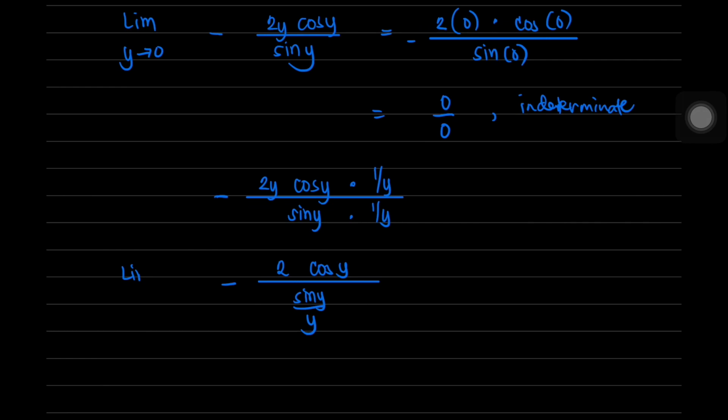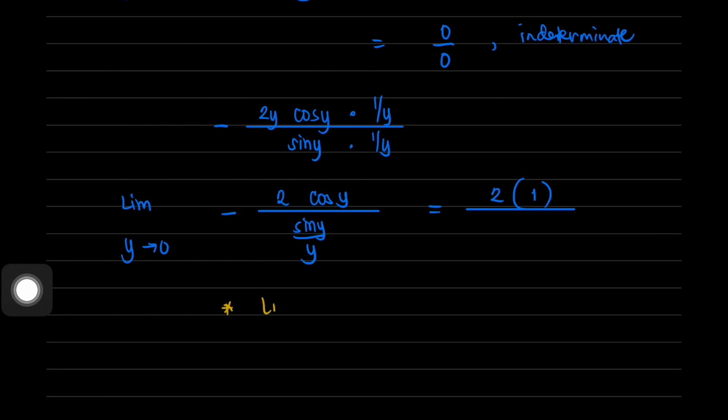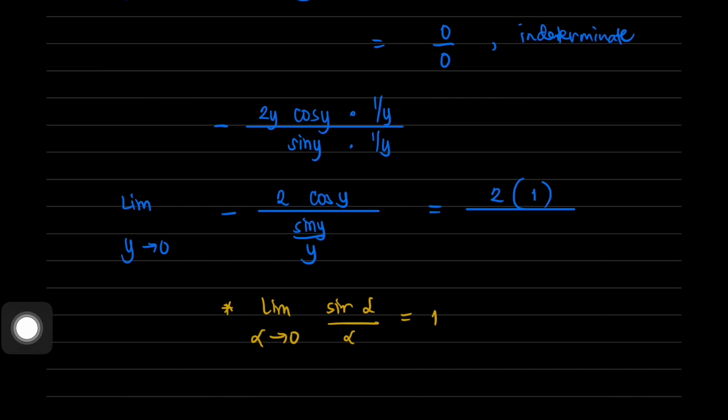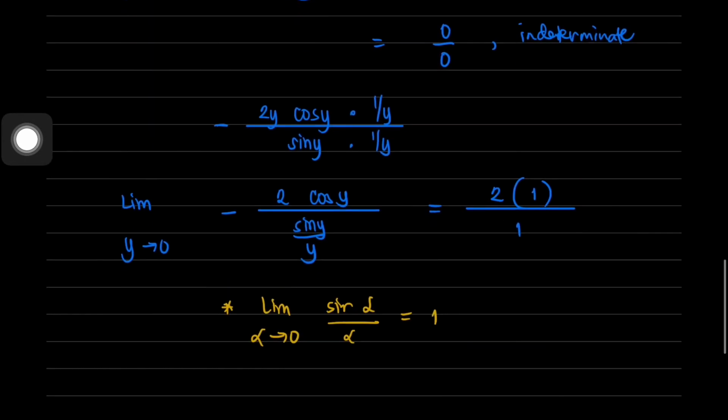And if we're going to determine the limit of this function as y approaches 0, so the limit of 2 cosine of y as y approaches 0 is now equal to 2 multiplied by 1, all over the limit of sine of y over y as y approaches 0. If we're going to recall, the limit of sine of alpha over alpha as alpha approaches 0, this is theorem number 7, is equal to 1. So if that's the case, then the limit of sine of y over y as y approaches 0 is also equal to 1. So the limit of the given function is equal to 1.